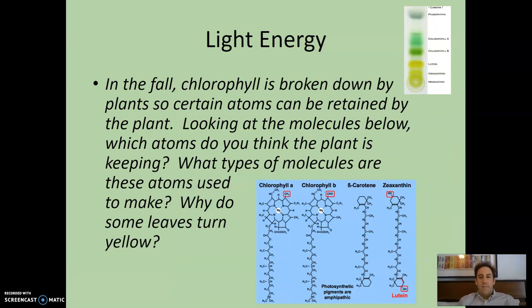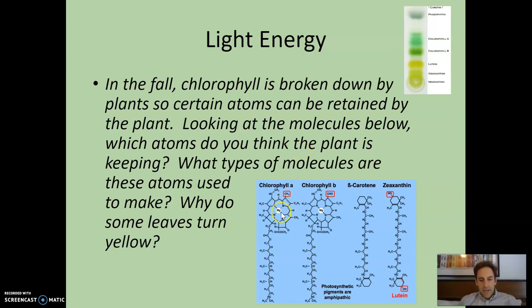Interesting fun fact, in the fall, the leaves change color. Why is that? Well, the reason is plants begin to break down chlorophyll. That's because they're going to dump their leaves for the winter. The leaves are going to radiate too much heat off, and if they keep those leaves, they're going to get too cold and they're going to die. So they dump the leaves. But before they dump the leaves, they break down the chlorophyll.